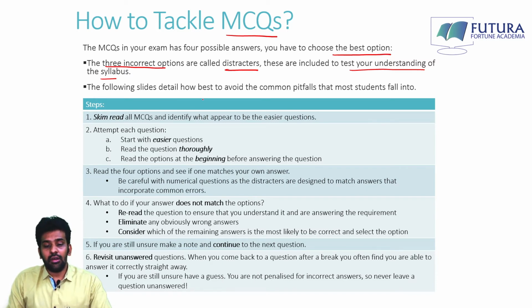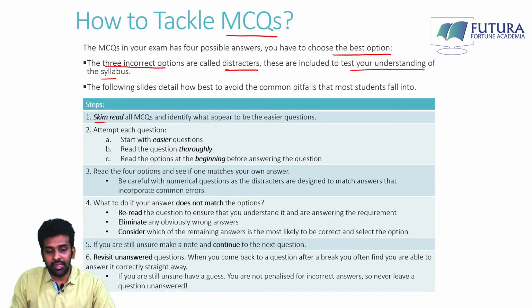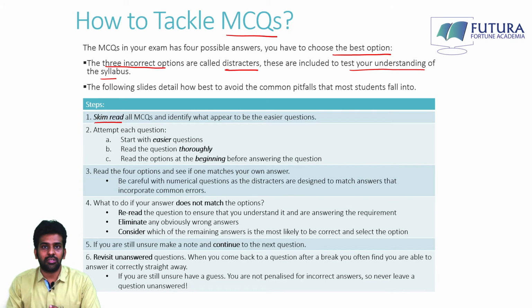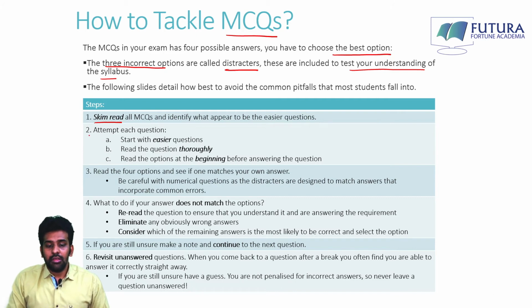We have included steps that you can look at to approach these MCQ questions. Step number 1 is to do a skim read. A skim read is to read all the questions in a fast manner so that you can identify those questions which are easier for you to attempt. In step number 2, you attempt each question.